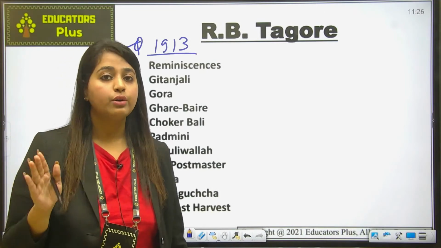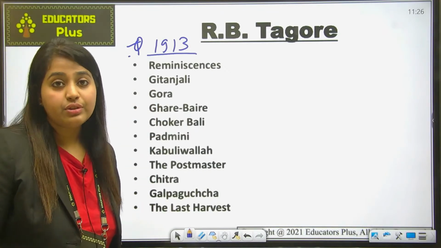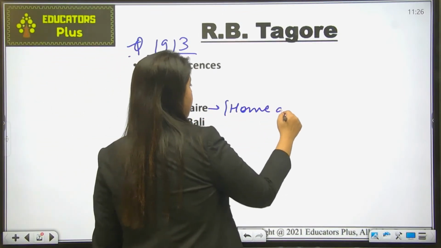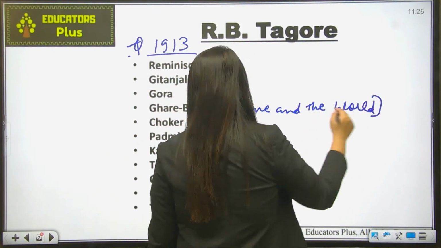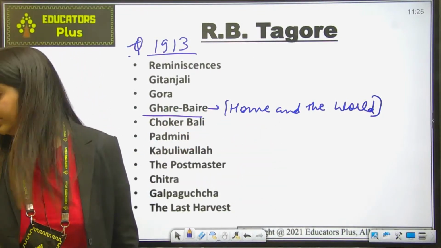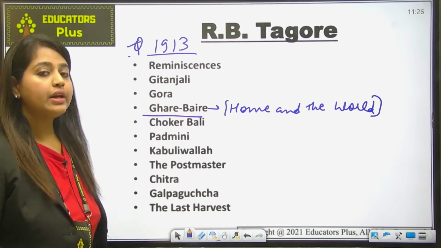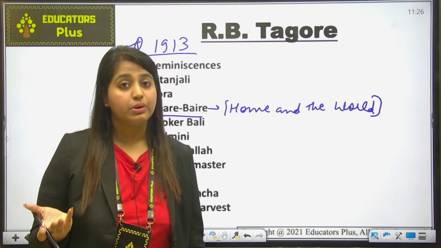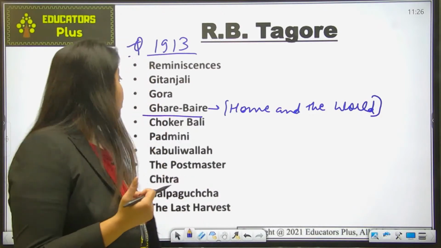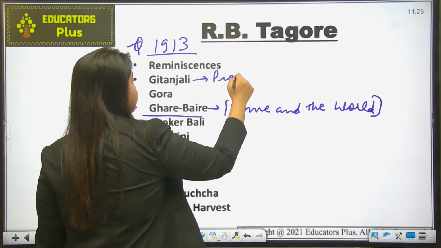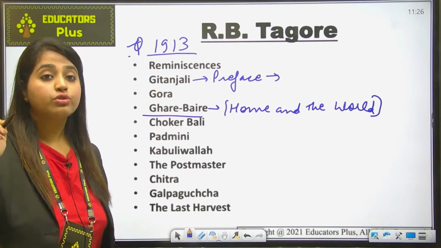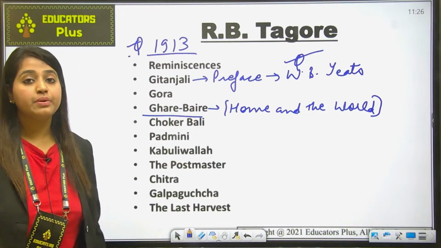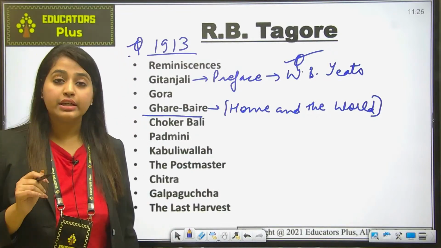Okay, and his major works are Reminiscence, Geetanjali, Gora, Ghere Bhere. So these are some of the initial works which he has written. This Ghere Bhere is known in English as The Home and the World. Is this clear? So these are some of the initial works written by Rabindranath Tagore, and W.B. Yeats, whom we have studied in British literature, wrote the preface to the English translation of Gitanjali. Who wrote the preface when it was translated into English? It was written by W.B. Yeats, who is a British writer. NET question: who wrote the preface of the English translation of Gitanjali? It is W.B. Yeats. Please remember it.